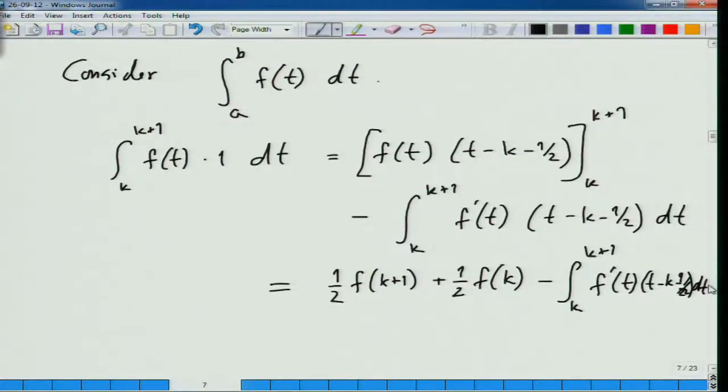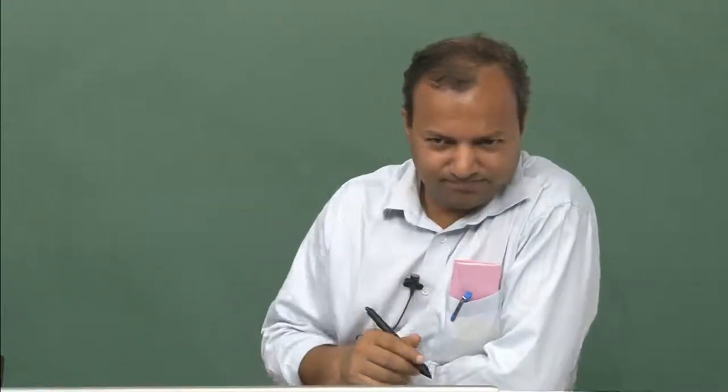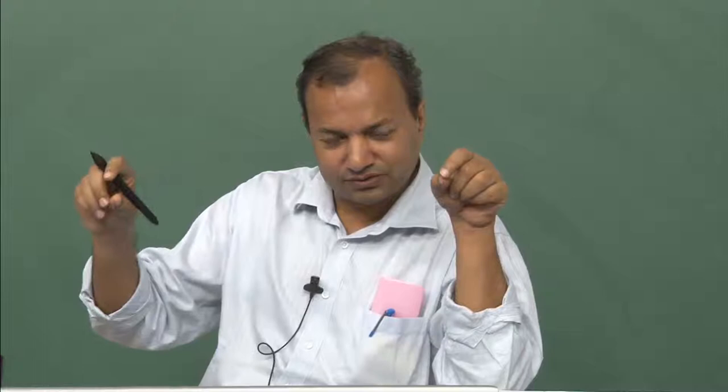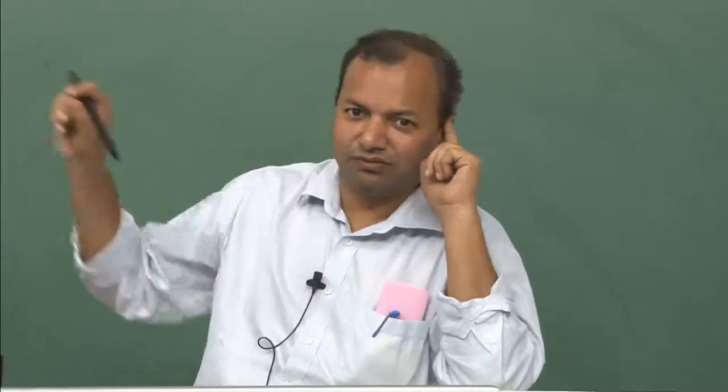Okay. Now, sum it over for k going from a to b minus 1. So, I am assuming that a and b are integral points. So, what do you get? Half of f of a plus half of f of a plus 1. Then next time around you get half of f of a plus 1 plus half of f of a plus 2, and then again and again. So, you basically get half of f a plus full f a plus 1 plus f a plus 2 plus f a plus 3 all the way up to f of b minus 1, and then you get half of f b.